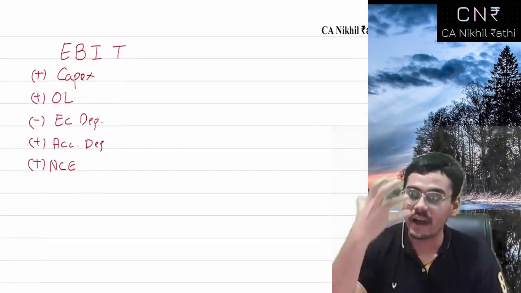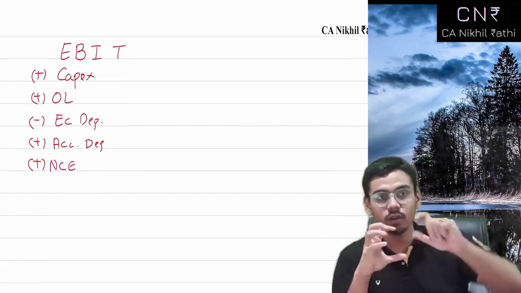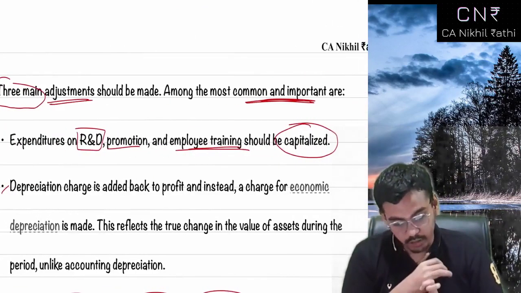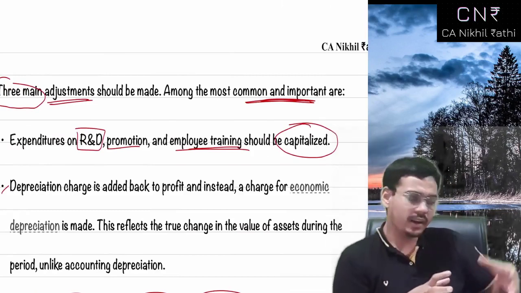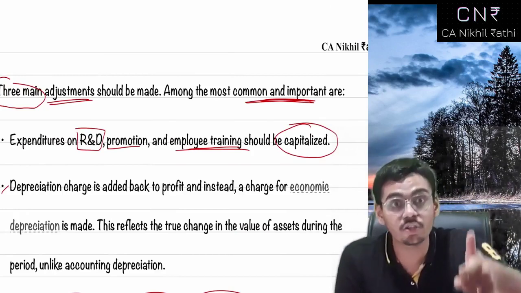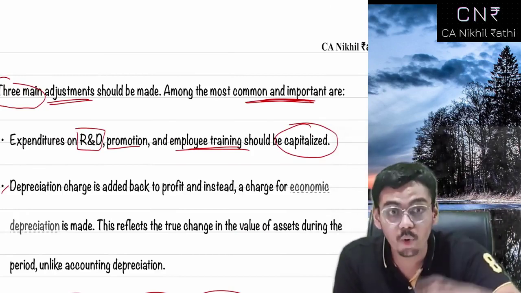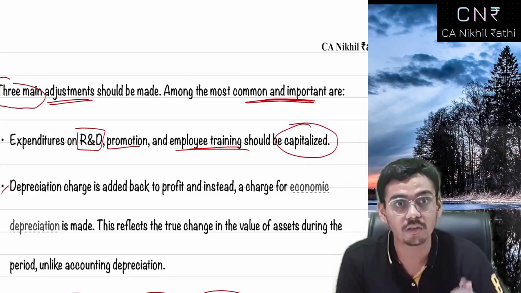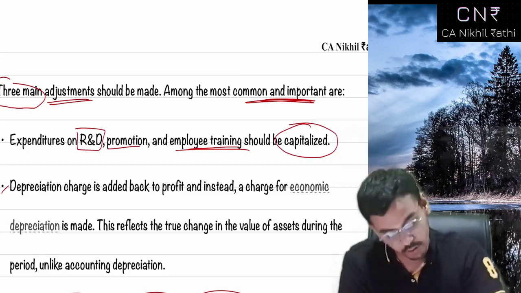Yes sir, we add all those capital expenditures which were shown, especially R&D, employee expenses, promotion, and employee training. All these are added, and I'm specifically telling you employee training should be added. If you have given a bonus to an employee, that is your regular expense, that won't be taken into capital expenditure. Understand the words employee training.